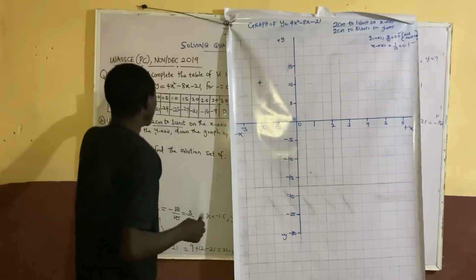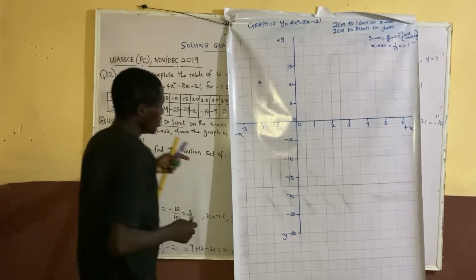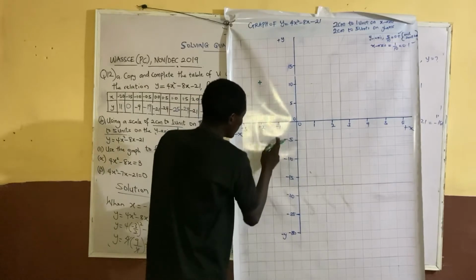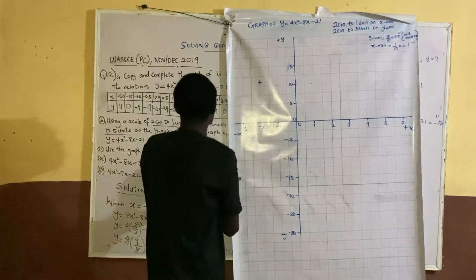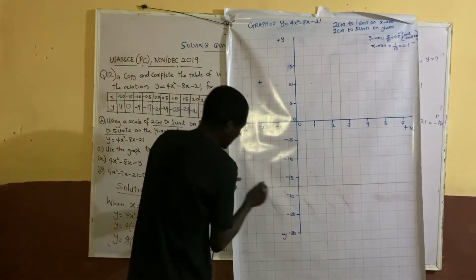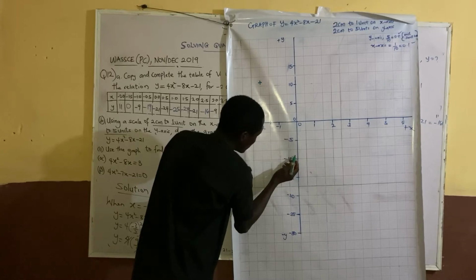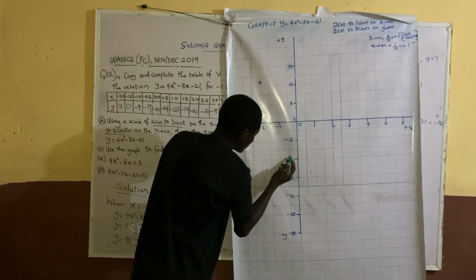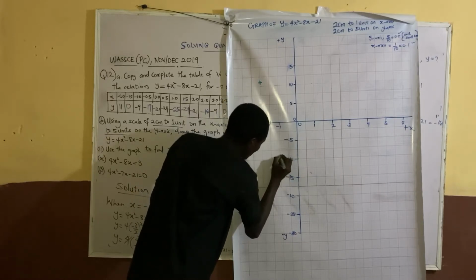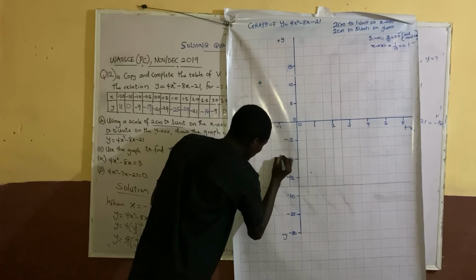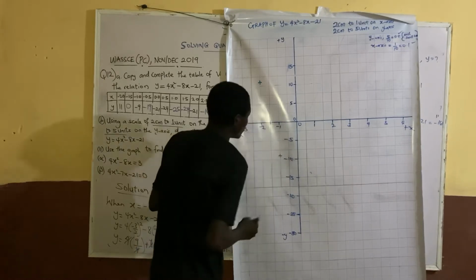Now minus 1.0, 9. On the x-axis minus 1.0, against 9. This is 10, you remove 1, it is 9.5, minus 0.5, so this is 9. Trace it down to 9. So we have our point here. So these are our points.